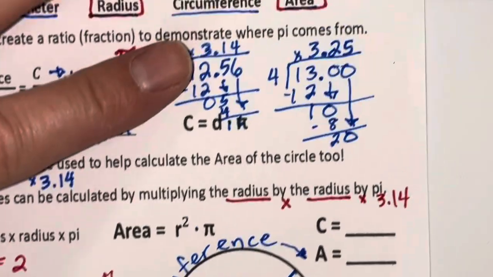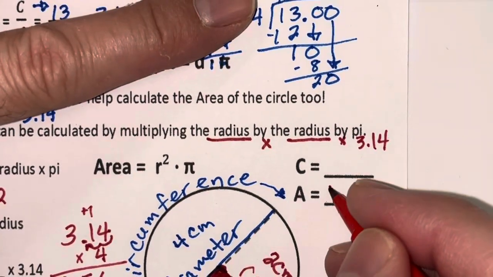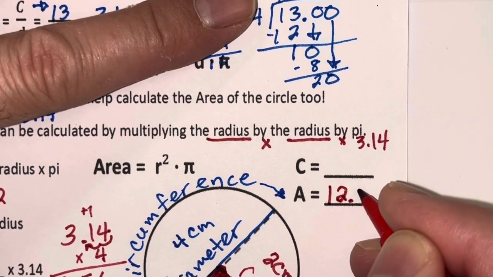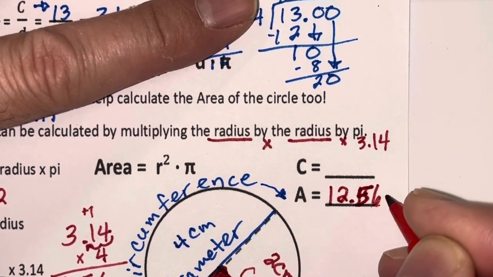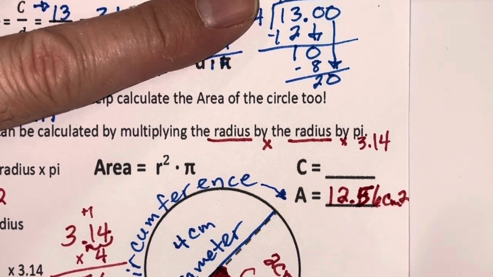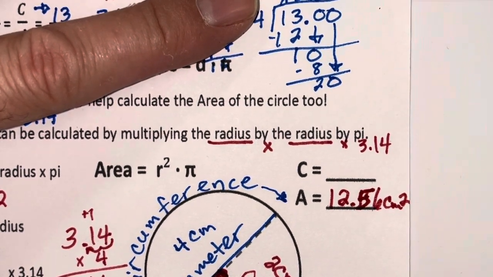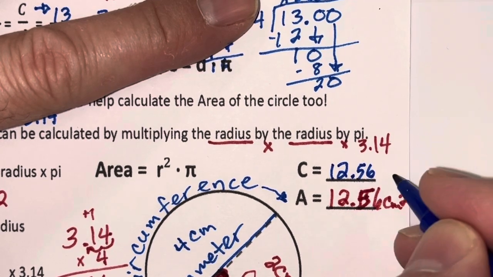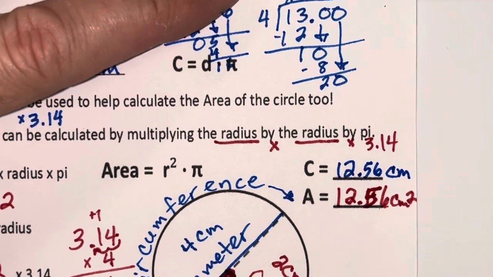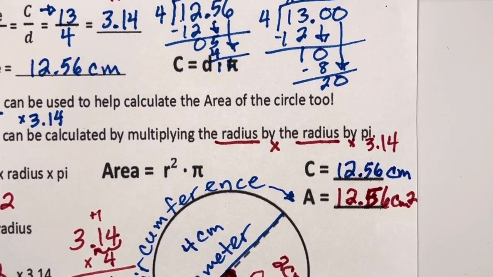So let's fill this in, last part. The area of this circle is going to be 12.56 centimeters squared, and the circumference is going to be 12.56 also, but it's only going to be centimeters because it's a linear measurement.